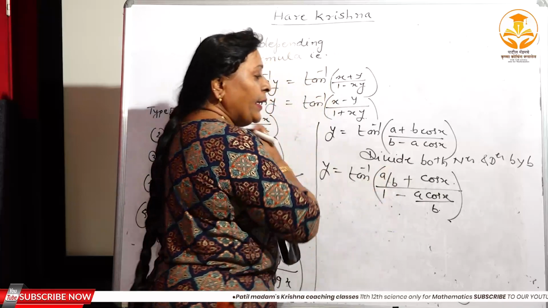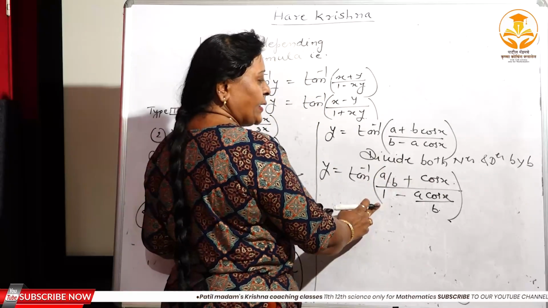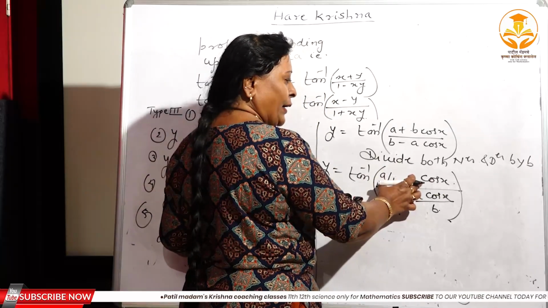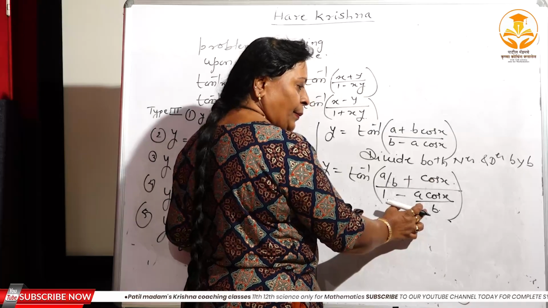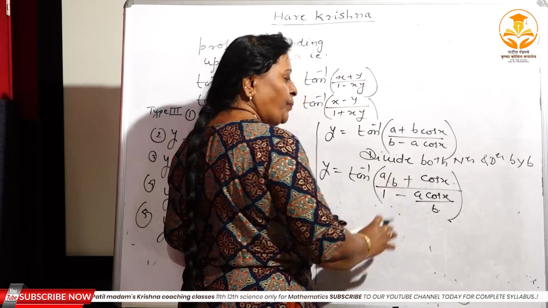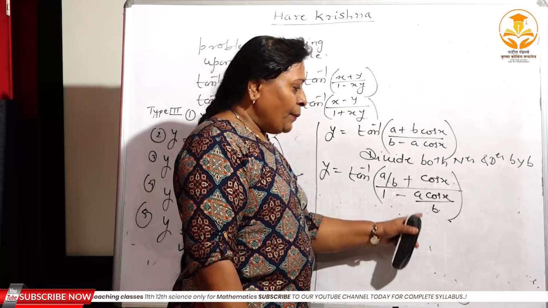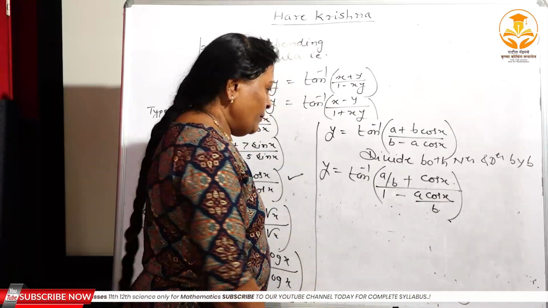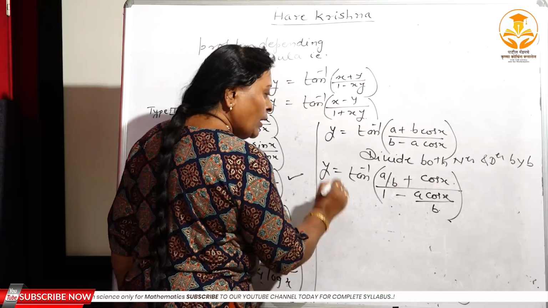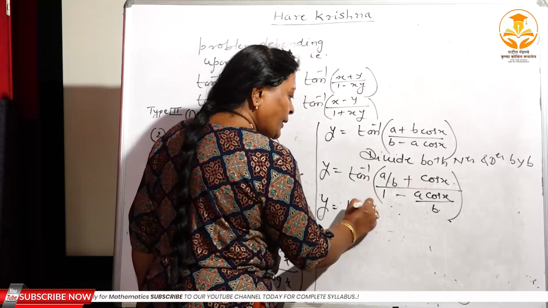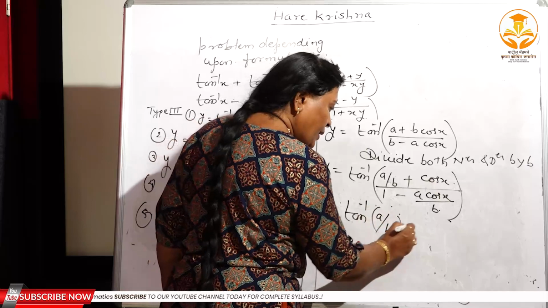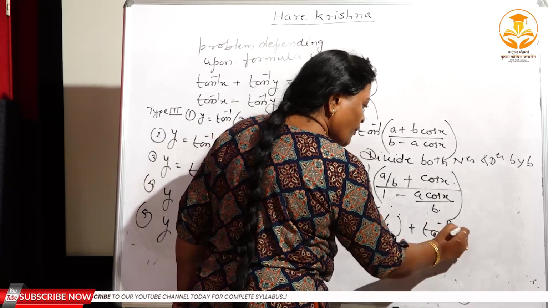Again your problem is in a standard form. 1 is strictly there. And whatever terms are added, here you want their multiplication, and this multiplication is already there. That is a by b into cos x. It is nothing but a by b into cos x, isn't it? So what is the simplified form again? Tan inverse a by b plus tan inverse of cos x.